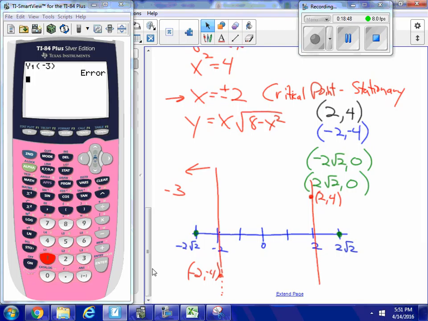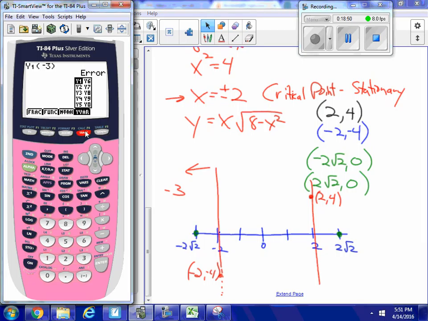So how about if I test something like, well, alpha F4 Y1, I'm going to test negative 2.1. Oops, I have to make it alpha F4, enter, parentheses, negative 2.1.